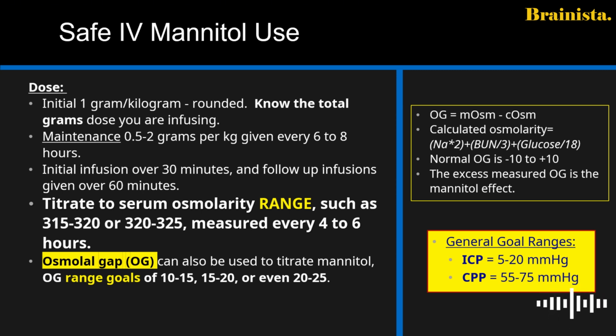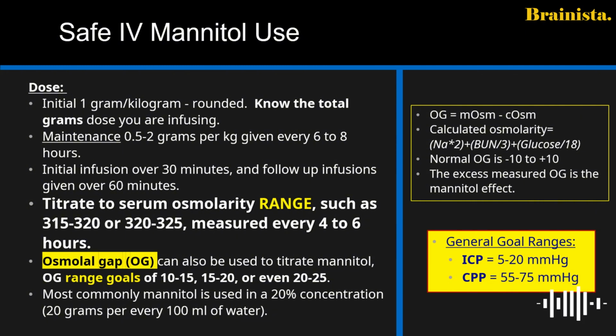Osmolar gap range goals for elevated ICP are 10 to 15, or 15 to 20, or even 20 to 25. The titration of the mannitol doses to the measured osmolarity or the osmolar gap. The general goal range for the ICP is 5 to 20 mm of mercury, and for the CPP is 55 to 75 mm of mercury.